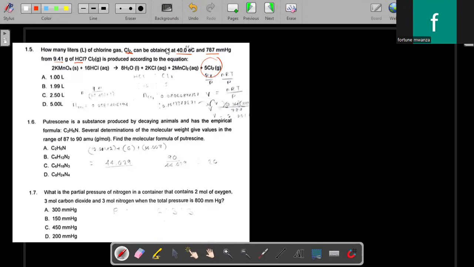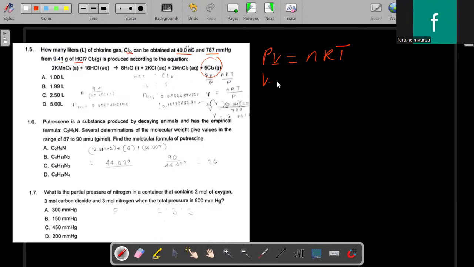So here we'll apply the ideal gas equation to get the volume. You know that PV is given by the ideal gas equation, PV equals nRT. This is the ideal gas equation. So we are trying to get volume here, so you can make volume subject to the formula.